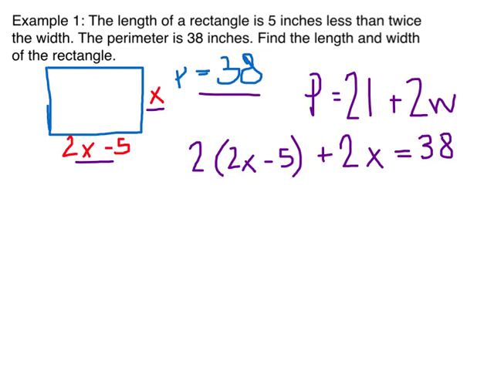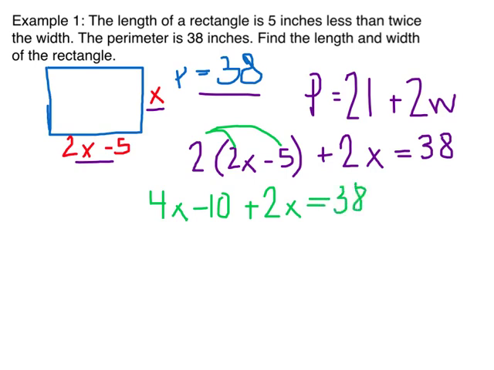Okay, so that is what step 3 wants you to do, is just set up your equation. Step 4 would be to actually solve the equation. So I'm going to go through and solve this. Here I've got to distribute that 2 through. So we end up with 4x minus 10 plus 2x equals 38. I've got here 6x minus 10 equals 38.